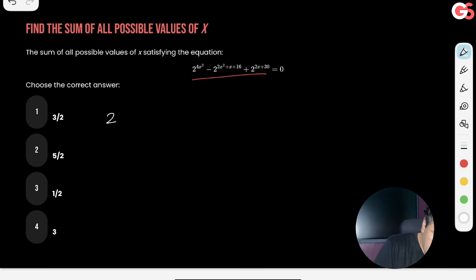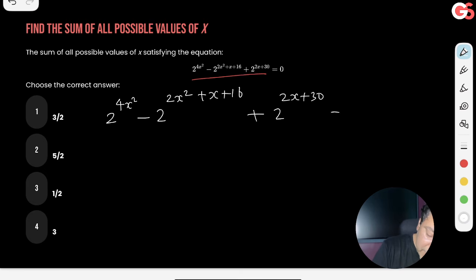2 to the power 4x square, I'm writing it if it is not visible, minus 2 to the power 2x square plus x plus 16, plus 2 to the power 2x plus 30 is equal to 0.